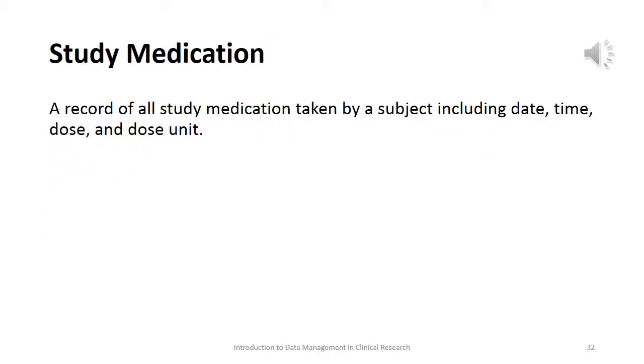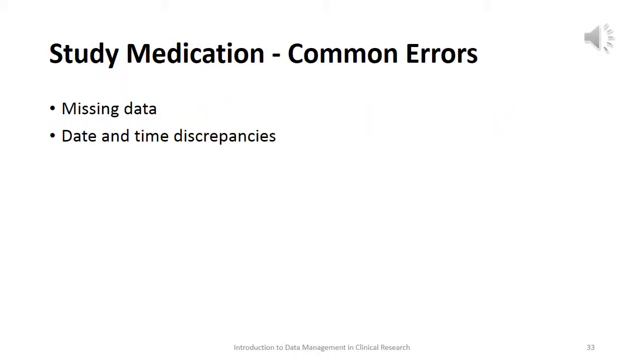The study medication page. This is going to be a record of all the study medication that's taken by the subject, including date, time, dose, and dose unit. This would not only include what our investigational product is, but it could also include any comparative products or other products that they might be taking in addition to the study medication. Common errors that we're likely to see in study medication: missing data. We may have time or date and time discrepancies of when they took the medication. These are what we're likely to discover.